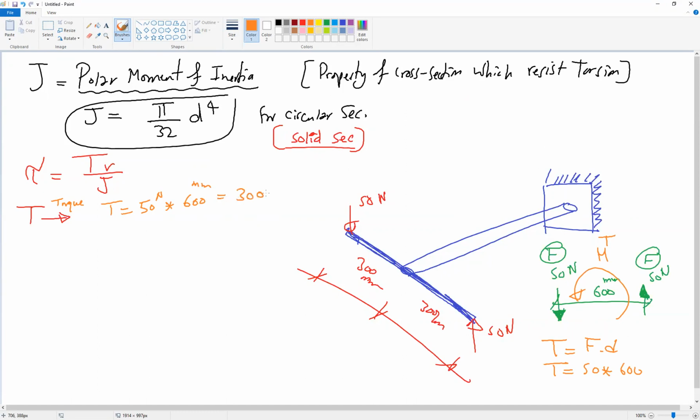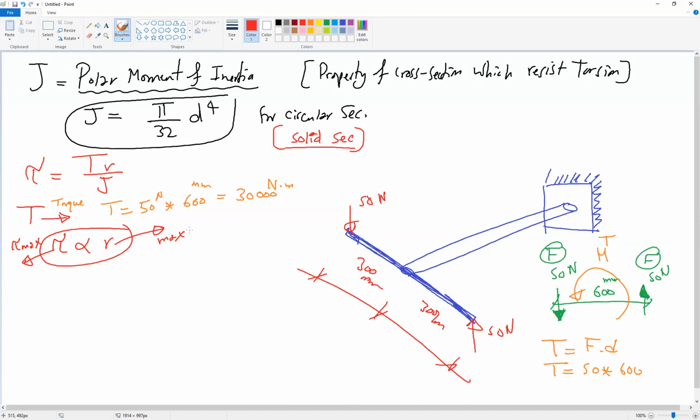So that gives us 30,000 Newton millimeter torque. We need to find the maximum stress. What is the maximum stress? If we have a look at this equation, tau is proportionally related to R. So if R increases, tau increases. So tau max will be at R maximum.